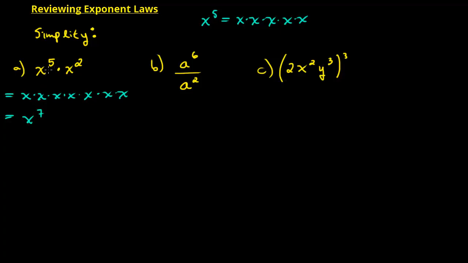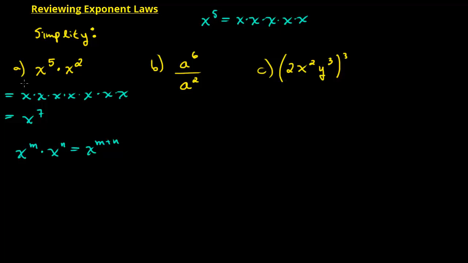Now you can kind of see that if you're multiplying powers of the same base, you should add the exponents. Because if I have 5 factors of x and I multiply by 2 more factors of x, I would then have 7 factors of x. So let's suppose I have x to the power of m times x to the power of n. Well, that's equivalent to x to the power of m plus n. When I'm multiplying powers of the same base, I add their exponents.